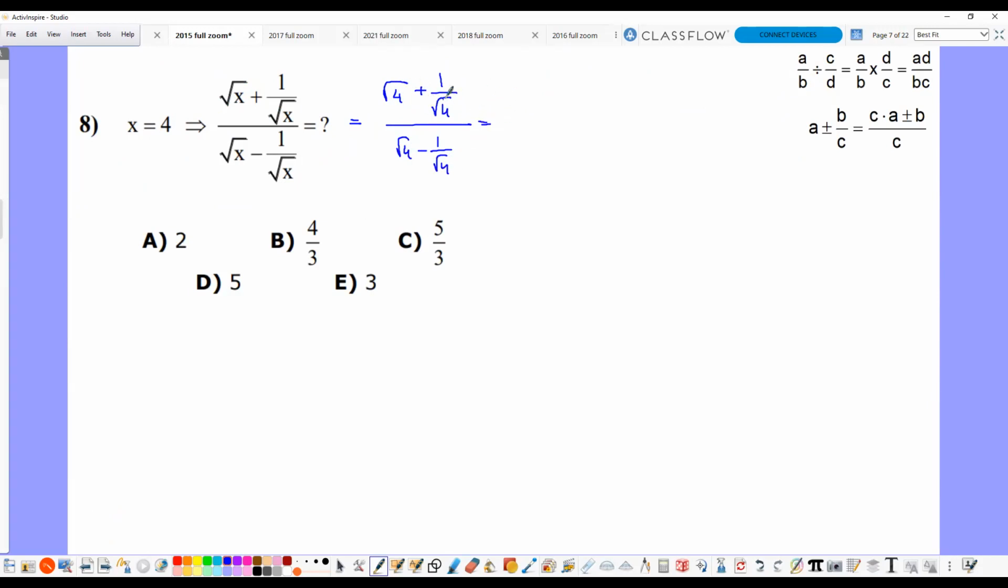root 4 is 2. So it's going to be equal to 2 plus 1 over 2 divided by 2 minus 1 over 2. Here, the formula A times C: I'm going to multiply this one and add here, and this one times, and then I'm going to subtract. With respect to the formula, 2 times 2 plus 1 is equal to 5 over 2. 2 times 2, 4, minus 1, is equal to 3 over 2.